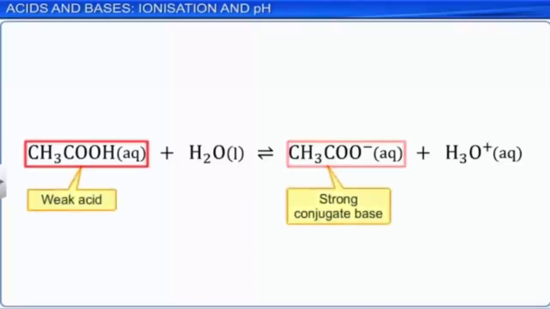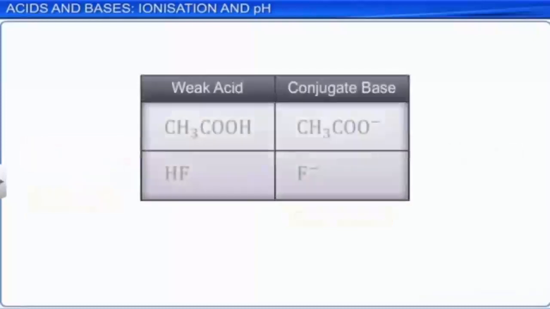Weak acids like acetic acid, CH3COOH, and hydrofluoric acid, HF, have very strong conjugate bases like the acetate ion, CH3COO-, and the fluoride ion, F-, respectively.